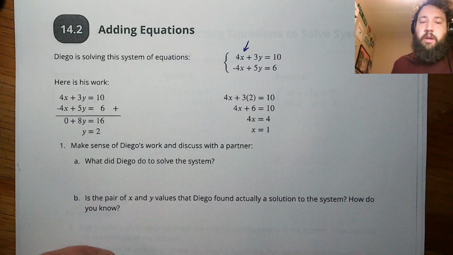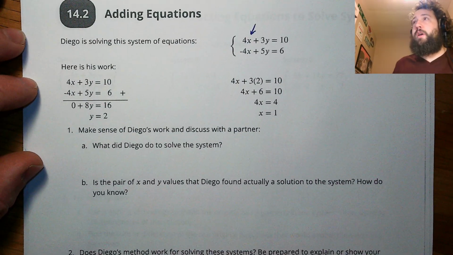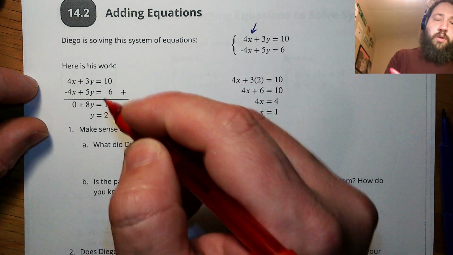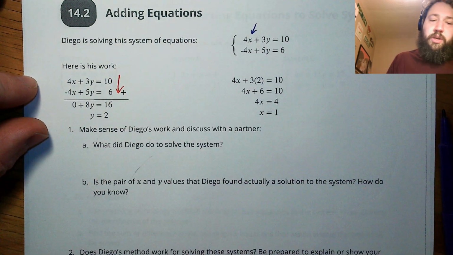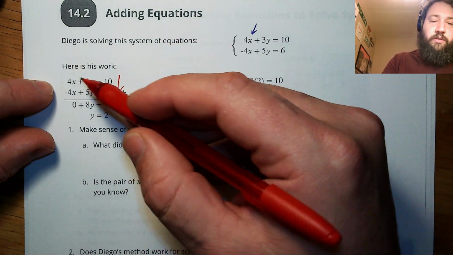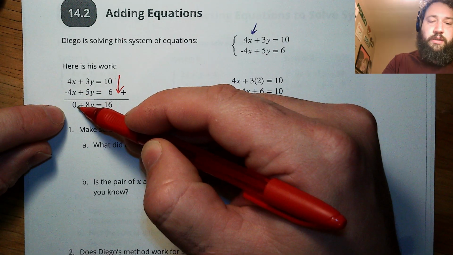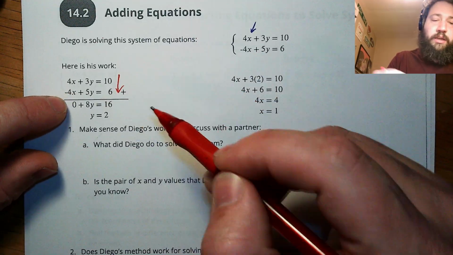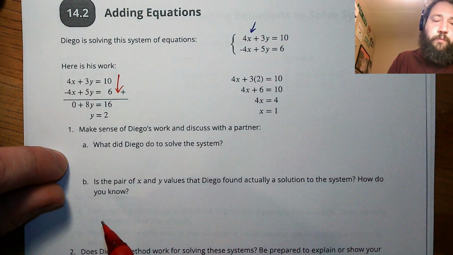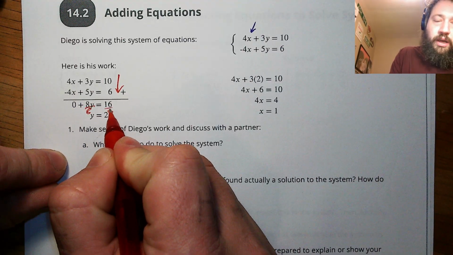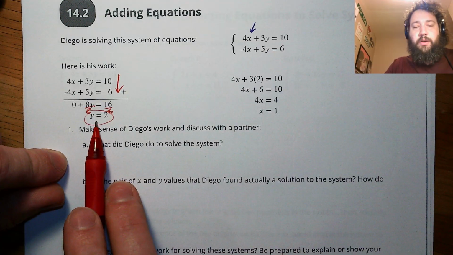Now, however, Diego doesn't seem to do it this way. Diego is doing his work here. He is just slamming these 2 equations together like we did in the intro. He's adding straight down. So 4x and negative 4x, that's a 0. 3 and 5, that's an 8. 10 and 6, that's a 16. And then he's going to divide by 8, and he's left with his answer right there.